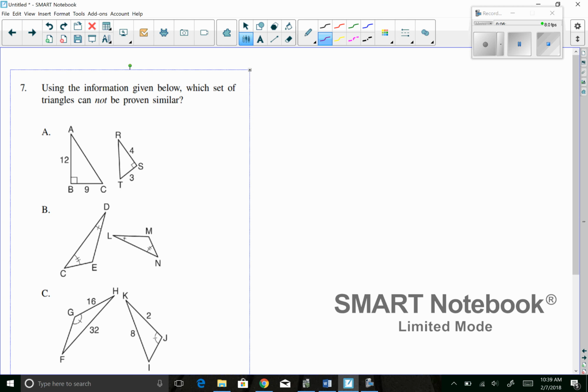Number 7, which cannot prove similarity. So to prove similarity, we're looking for the angle-angle relationship, side-angle-side relationship, where the two sets of sides are not congruent, but they're proportional, or the side-side-side relationship, where all of the sides are proportional. So if I look at choice A, I see the side-angle-side relationship forming.